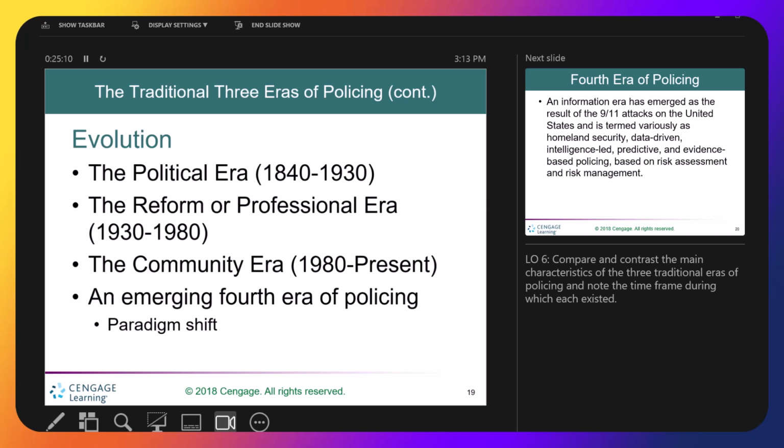An emerging fourth era: policing paradigm shift. So things are shifting now. And what you find is a lot of studies shifting towards what we refer to as intelligence-led policing. Basically, utilizing data and information and analyzing it to determine what type of policing should be done.